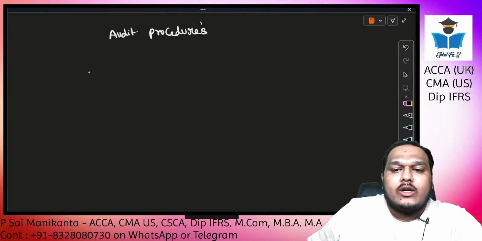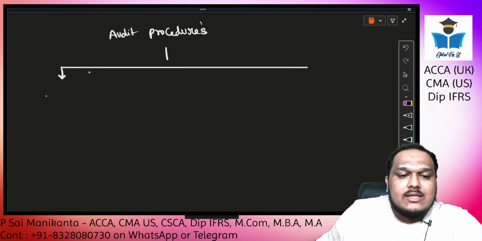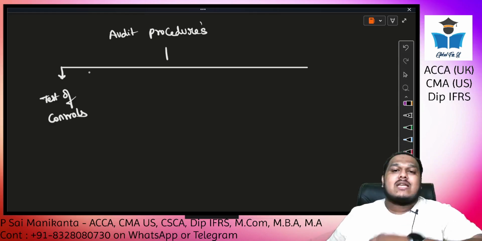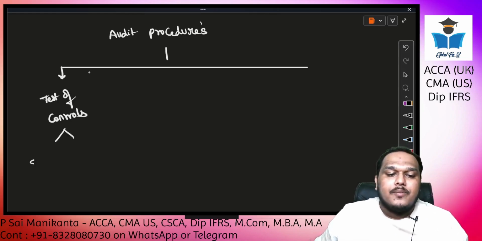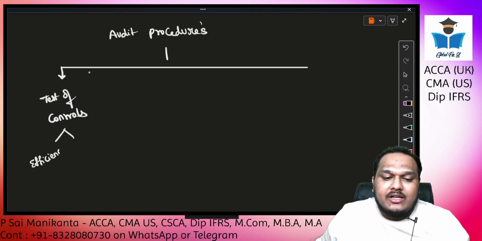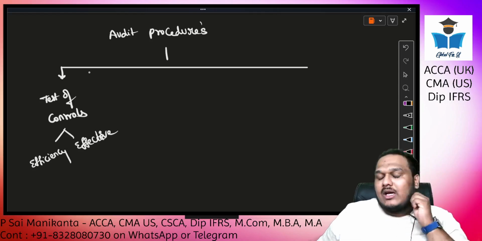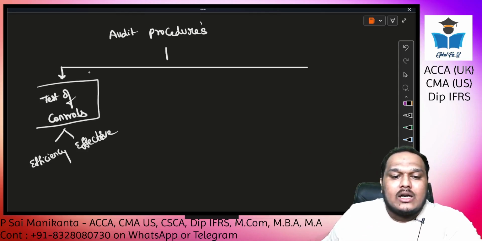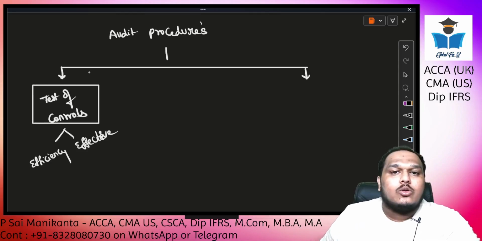So when you talk about audit procedures, the first phase comes from something called as test of controls. So the first step that the auditor does is test how the internal control systems are working. So here you will talk about the efficiency and effectiveness of the internal controls. So if the internal controls are efficient and effective, then the controls are good. If they are not efficient or effective, then that is bad internal controls. So depending upon the internal controls, the auditor will then determine how much audit procedures he needs to perform.